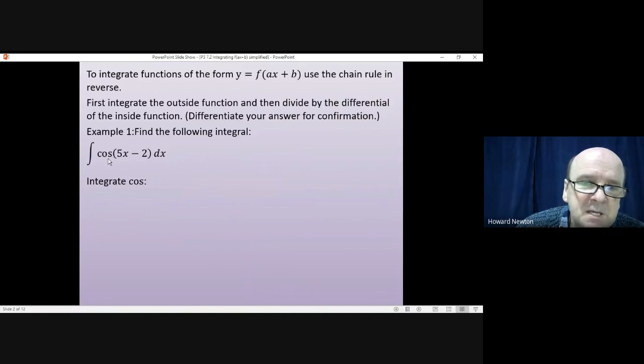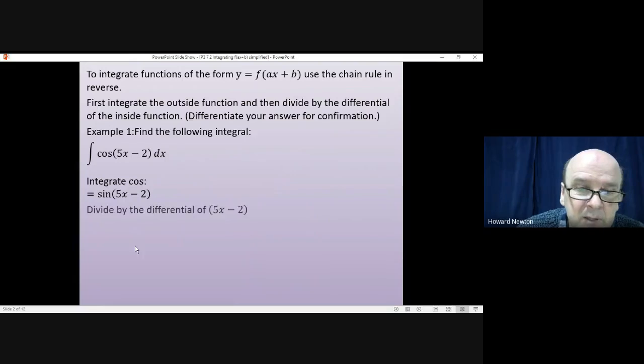So first of all, we need to integrate the cosine. If we integrate that, we'll get sine of 5x minus 2. But if we did differentiate that, we'd differentiate the sine and get the cosine that we want, but we'd also have to differentiate the 5x minus 2 using the chain rule. So we'd also have to times by 5. Because we're integrating, we need to do the opposite to that, so we'll need to divide by 5. And that will give us 1/5 of the sine of 5x minus 2 plus an arbitrary constant.